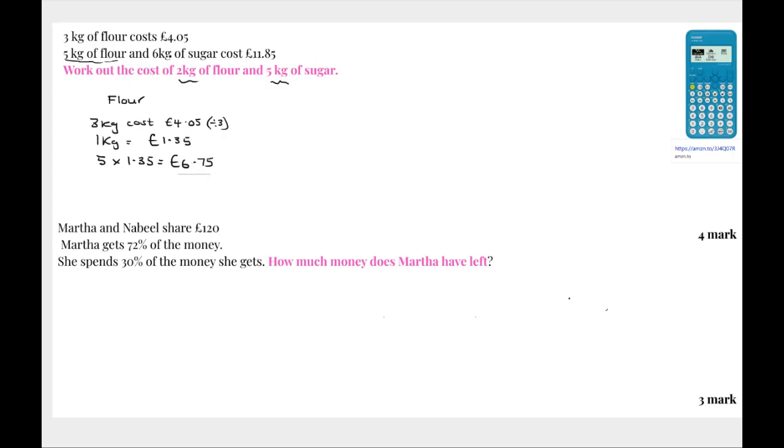So what we're now going to do is work on the sugar. First of all, we've got £11.85, which was the totality for both. Subtract what we already know, which leaves us with £5.10.